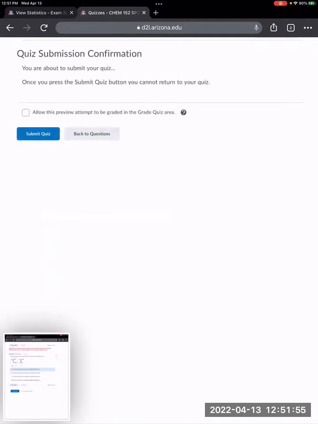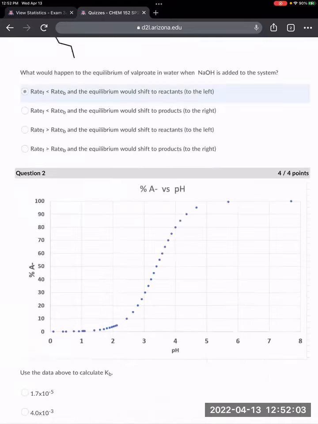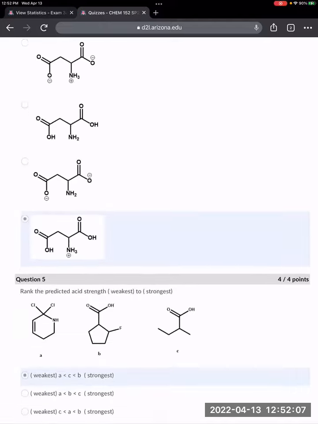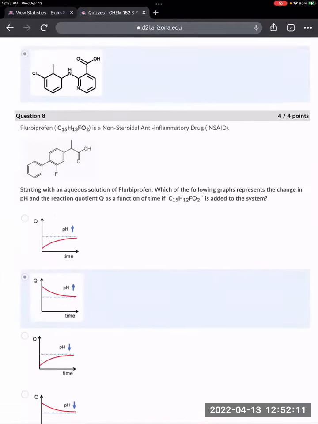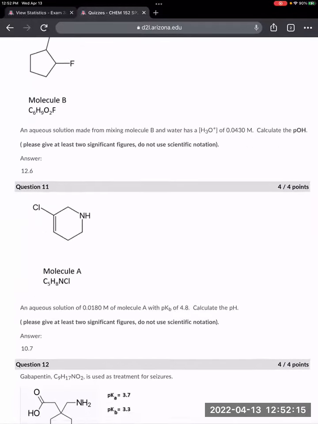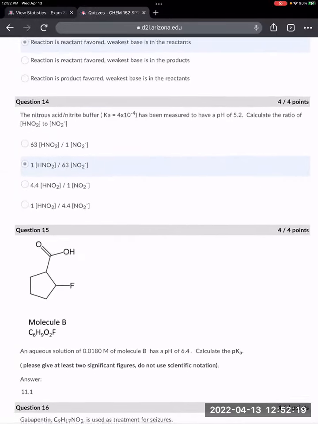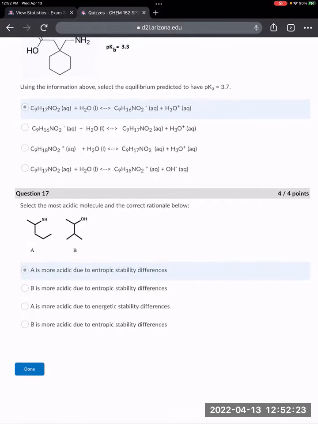Submit the quiz and done. All right, let's see how we did. We got question 1 correct, 2 correct, 3 correct, 4 is done, 5 is good, 6 looks good, 7 is good, 8, 9, 10, 11, 12, 13, 14, 15, 16, and 17. Everything looks great.